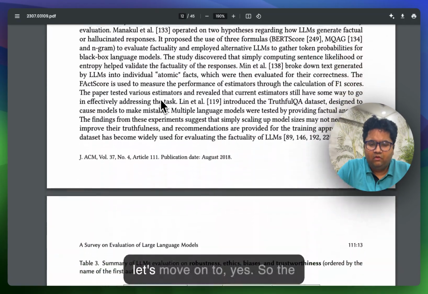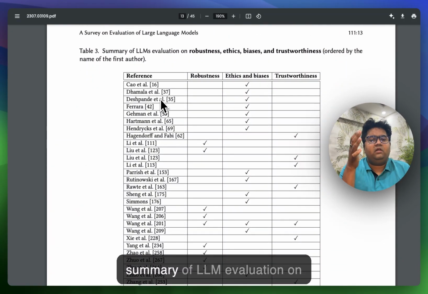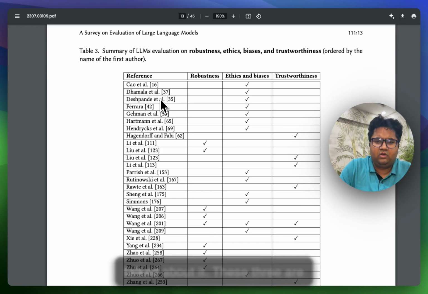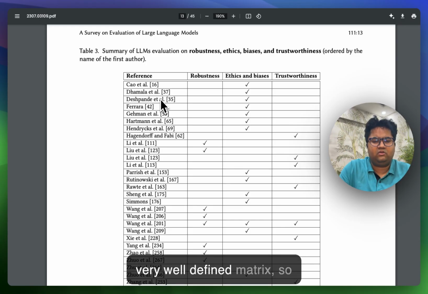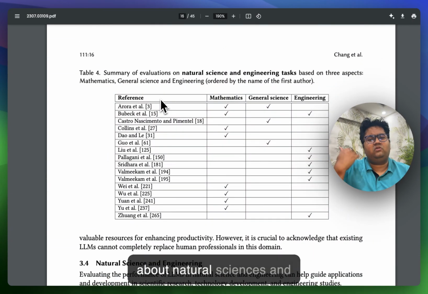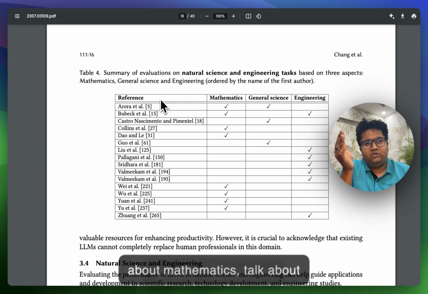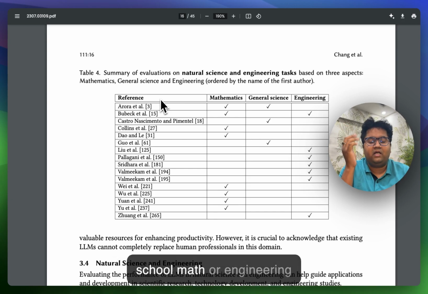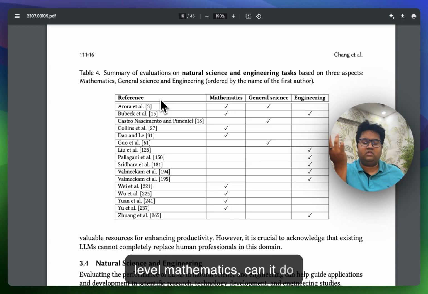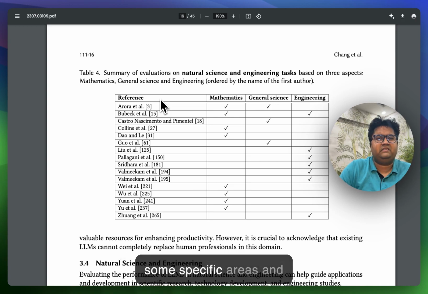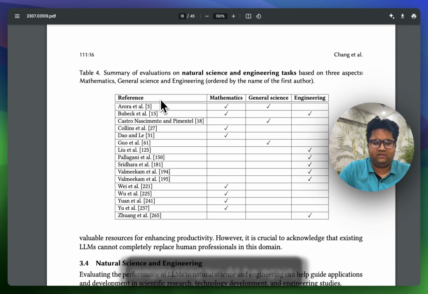All right, let's move on to the summary of LLM evaluation on robustness, ethics, and trustworthiness. Essentially, different papers here again have talked about it. These three are very well defined metrics, so there's no need to go into details around them. When we talk about natural sciences and engineering, there are three different areas: mathematics, general sciences, and engineering. Mathematics could be, how good is it at doing high school math, or engineering level mathematics, can it do logical ability and all of that. Then when you do general sciences, you would evaluate some specific areas, and engineering would be again domain specific.